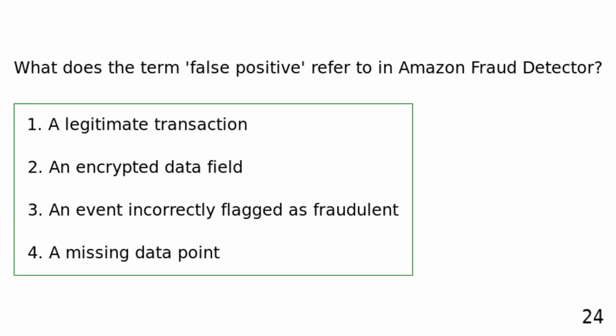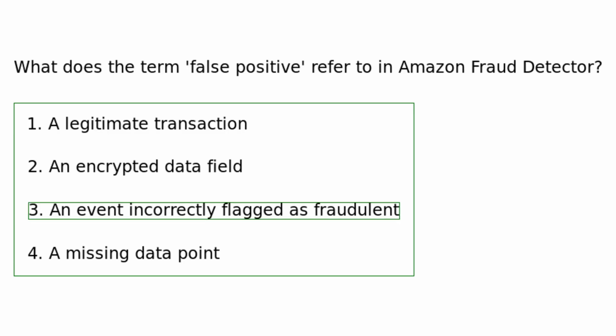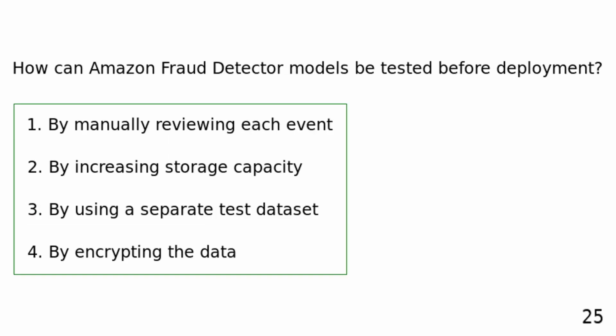What does the term false positive refer to in Amazon Fraud Detector? A legitimate transaction, an encrypted data field, an event incorrectly flagged as fraudulent, a missing data point. A false positive in Amazon Fraud Detector refers to an event that is incorrectly flagged as fraudulent when it is actually legitimate.